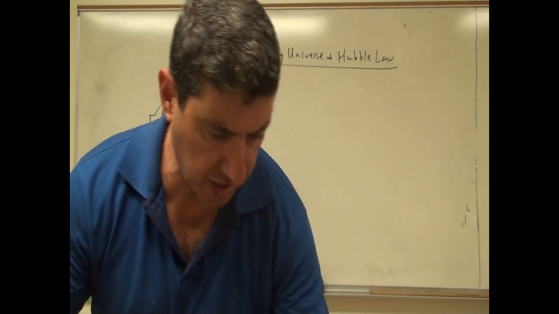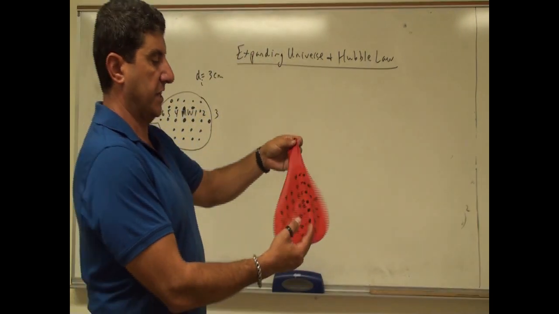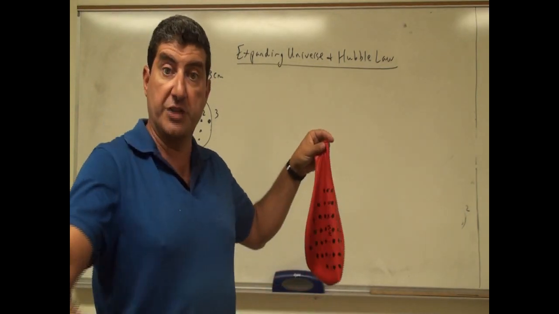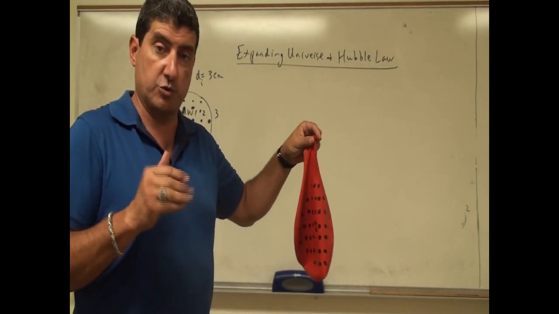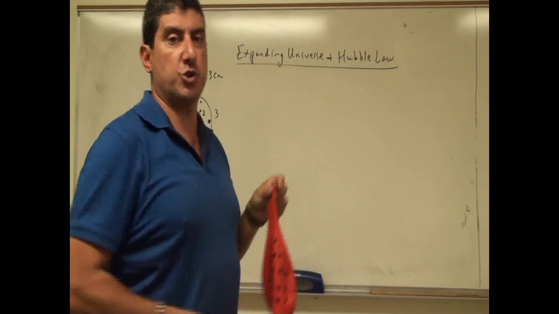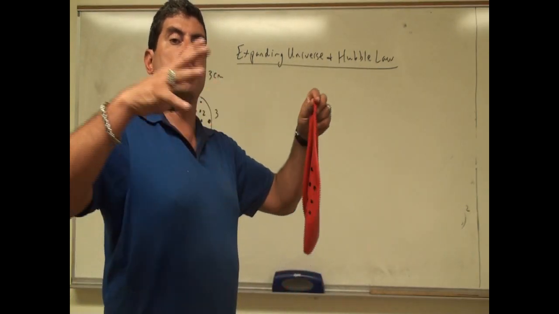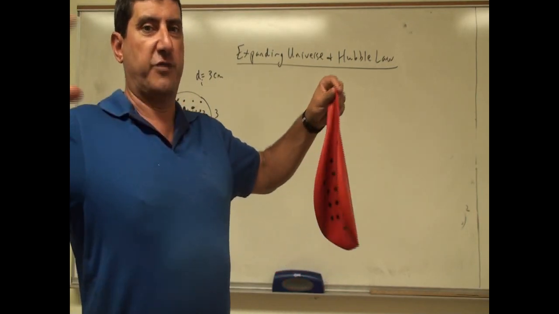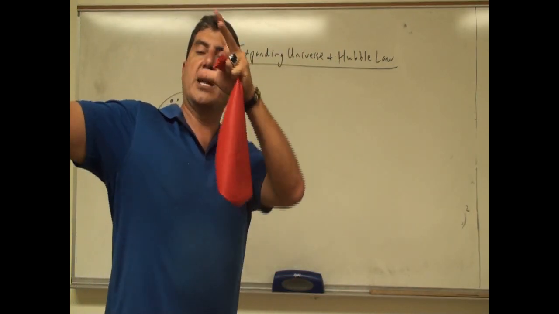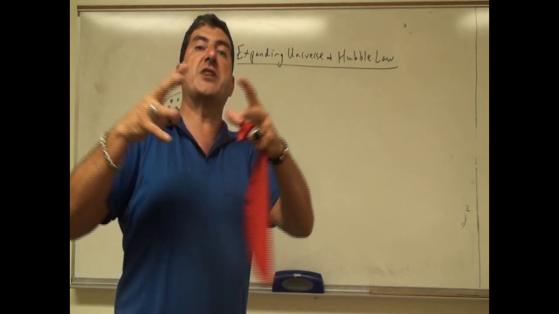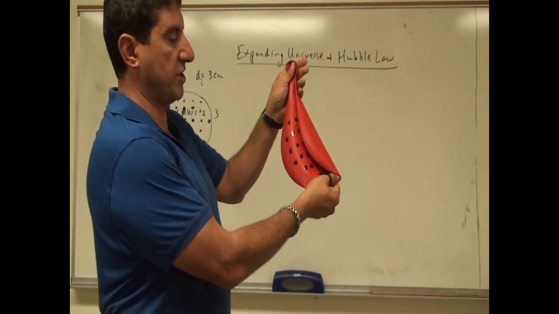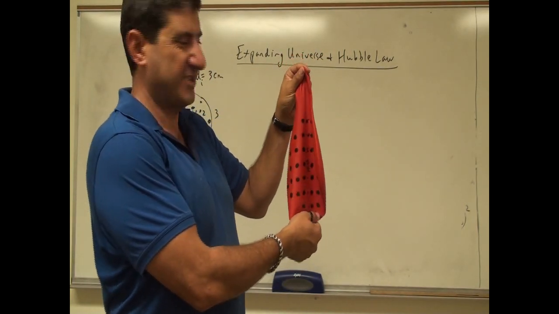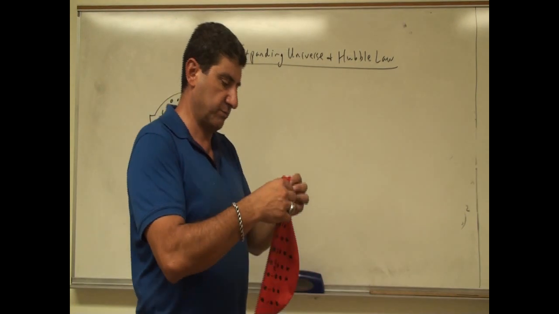Then I'm going to take this red balloon and make it even larger than the yellow one. I'm going to blow into it here during the video. The reason I chose red is that as the universe is enlarging, at the largest size you can see the redshift of galaxies. The light coming from galaxies is redshifting, and the universe looks more or less red. So I've chosen the red color. Let's blow into this.